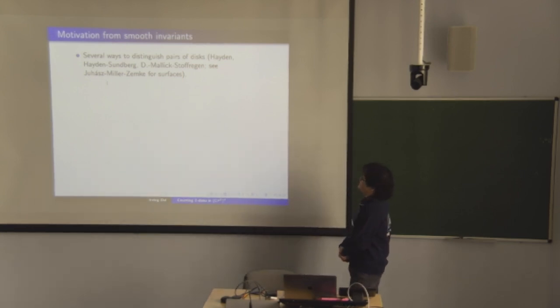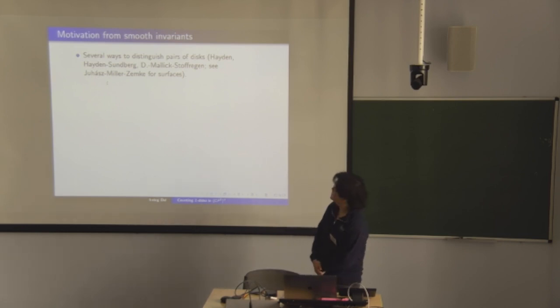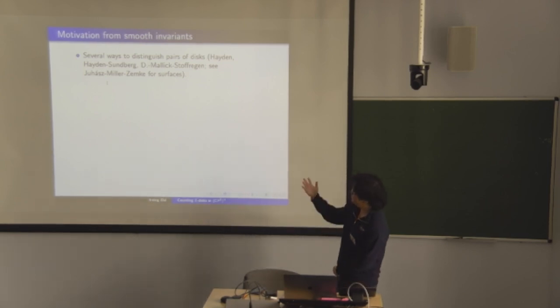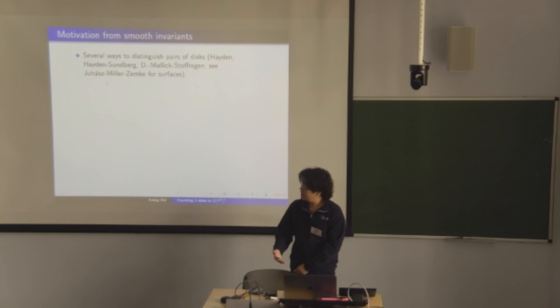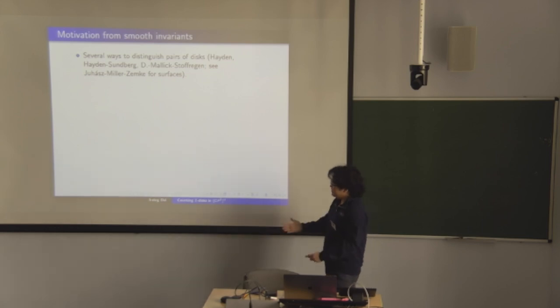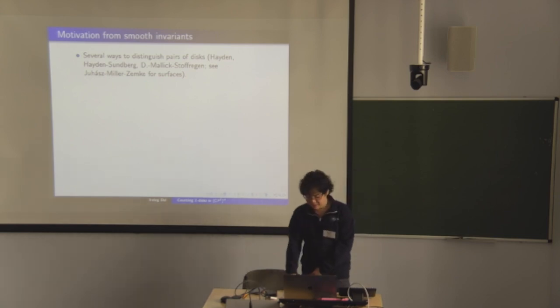You can use knot Floer homology. This was work by myself, Abhishek Malik, and Matt Stoffregen, following work by Juhász, Miller, and Zemke, who used knot Floer homology to distinguish exotic higher genus surfaces. So there are many of these; I'm going to talk about a strategy for distinguishing exotic pairs of disks, the strategy by myself and Abhishek and Matt.